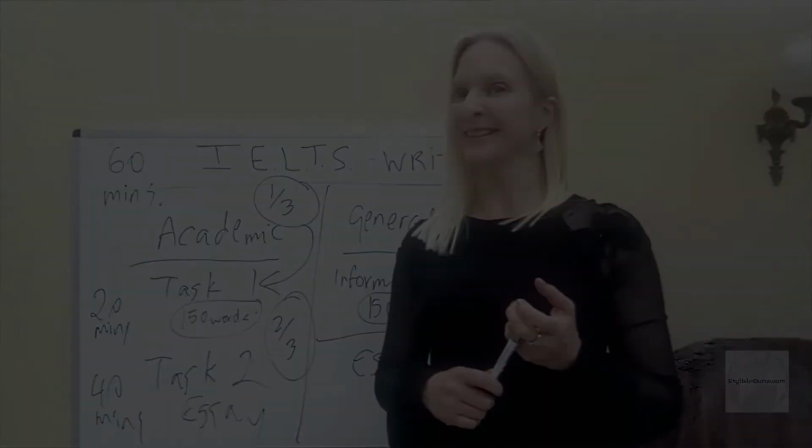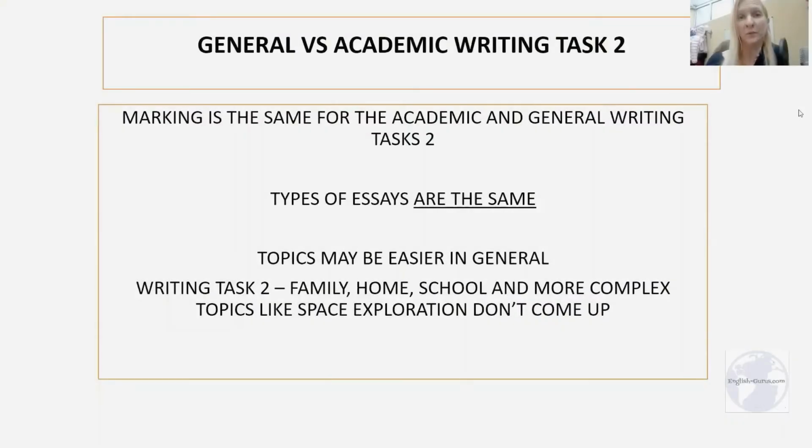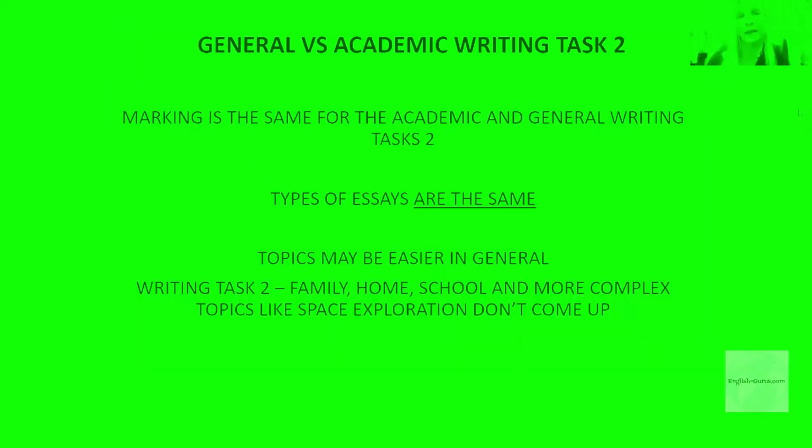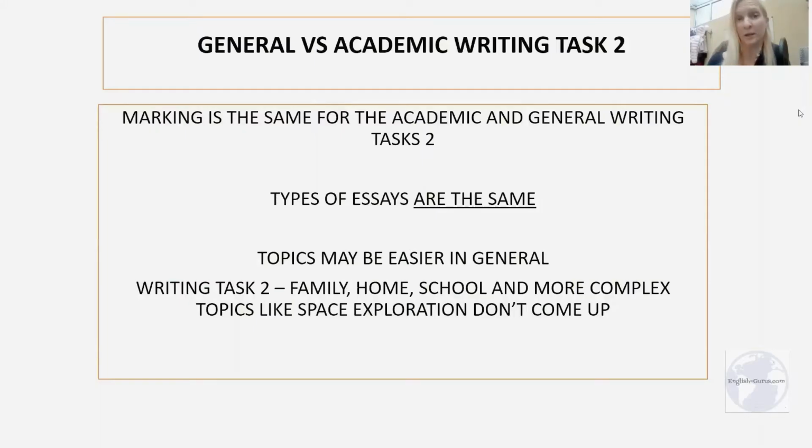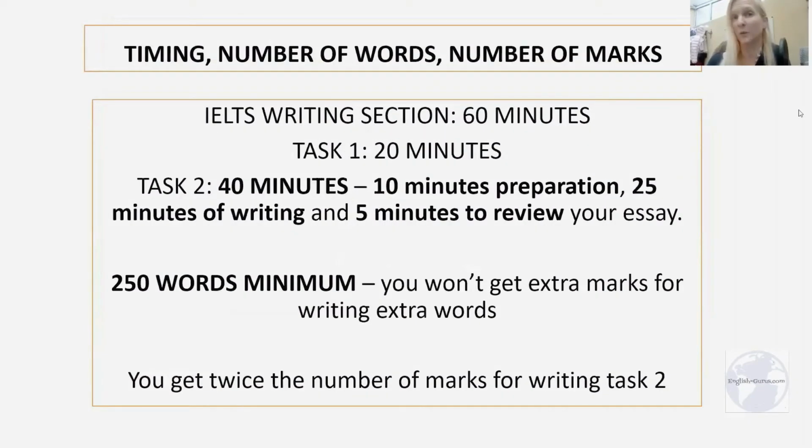So let's get started. Okay, so just a quick review on the difference between the general and the academic writing task 2. The essays are marked the same, but the topics may be slightly different. So you will have the topics of family, home, school in both types of exams, but you may have something like space exploration or economy come up in the academic. The number of words is the same, of course, 250 plus. The task 2 is 40 minutes long. Task 1 is 20 minutes. So you have 60 minutes in total for the writing tasks.